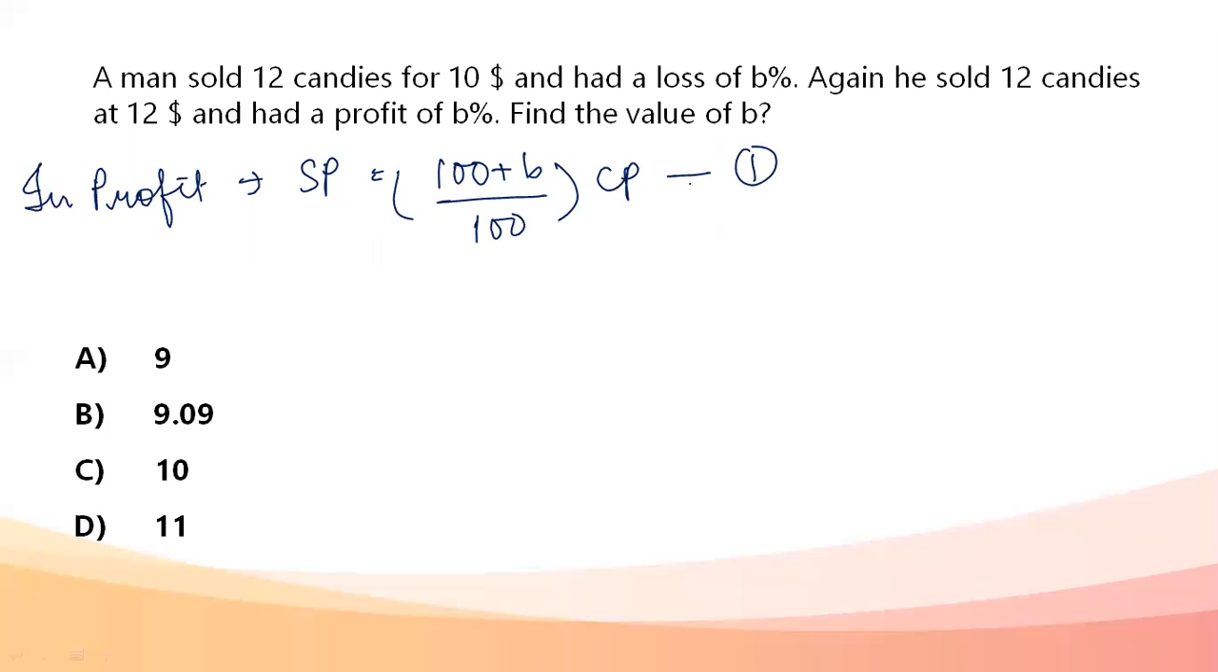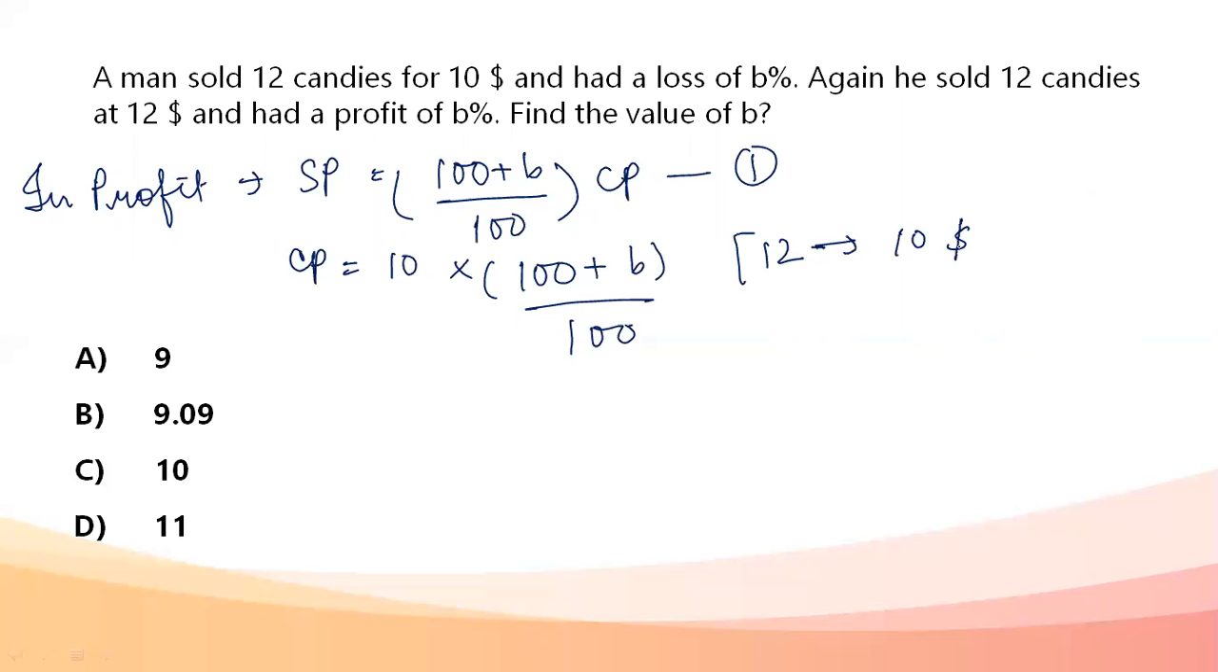Now, cost price will be equal to 10 into (100 plus B) divided by 100. When 12 candies are sold at $10 and he had a loss of B percent, this is the cost price that he would have had.